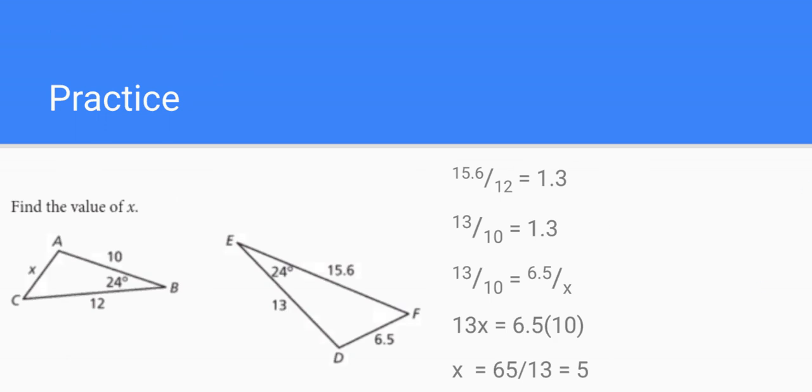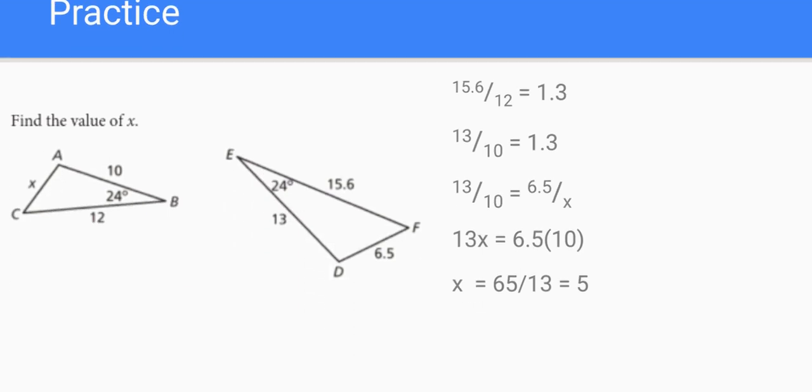But again, this is another one: find the value of x. I didn't put the screen up on this one, so you just kind of see it in action. That's okay, right? We know we've got congruent angles. We don't have to check that, but we do have to compare 15.6 to 12 and then 13 to 10. In both cases, we get the same value. That proves that they are similar. So we've determined they're similar. We haven't been told they're similar. We're just asked to find the value of x.